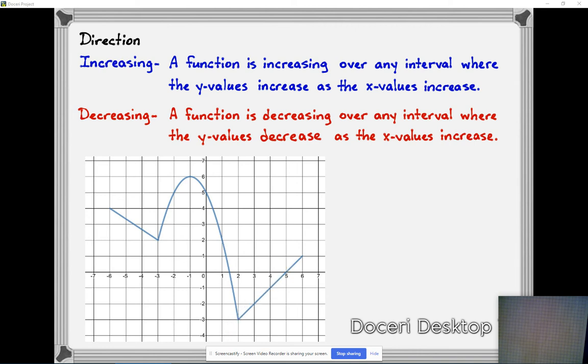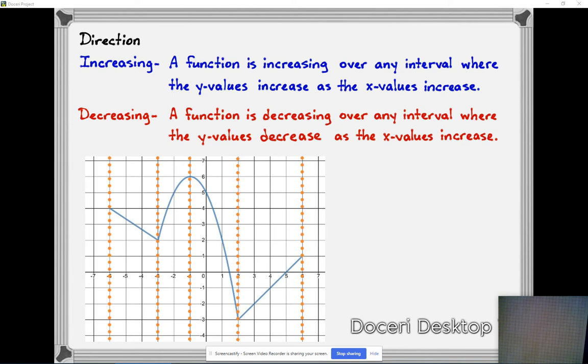So what is the interval for which this function is increasing or decreasing? Well, what I'm going to do is draw vertical lines everywhere it changes direction. So we're going to draw a vertical line there because that's where it starts. We're going to draw a vertical line there because that's where it changes direction. We're going to draw a vertical line here because that's where it changes direction. We're going to draw a vertical line here because that's where it changes direction. And we'll draw another vertical line because that's where it ends.